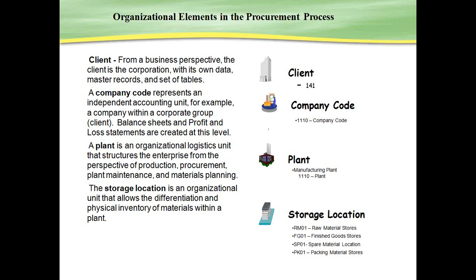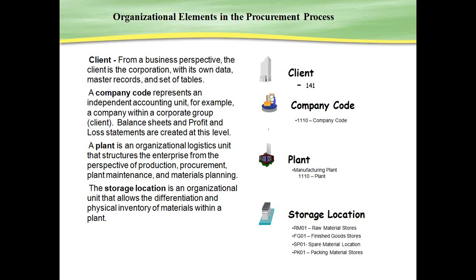Storage location is the key which is linked to the plant. Like here, RM01 is the key which will be used for raw material storage. Then FG01 is the key which will be used for finished goods storage. So it is not necessary that every time we'll keep RM01 as a storage location for raw material. This key varies as per the customer requirement or company's need.